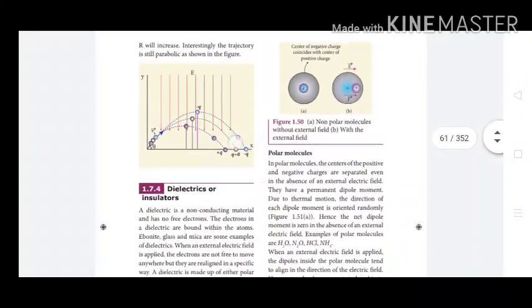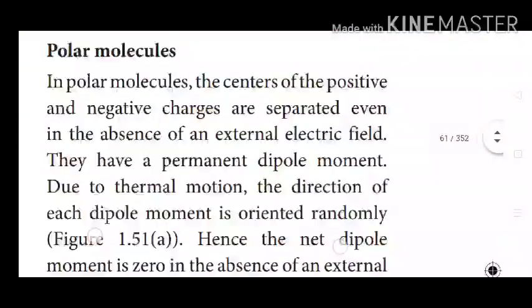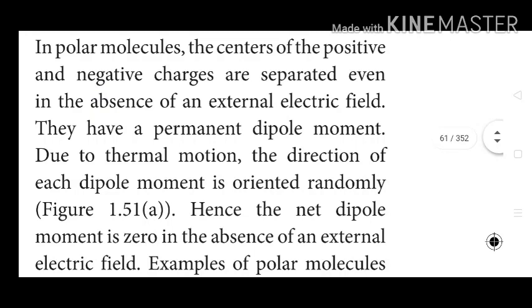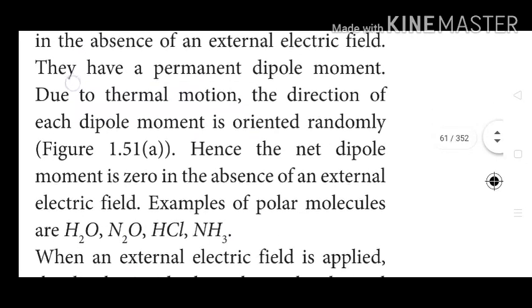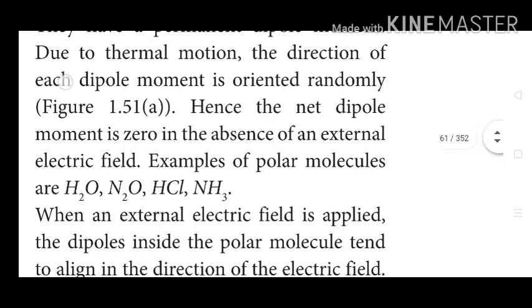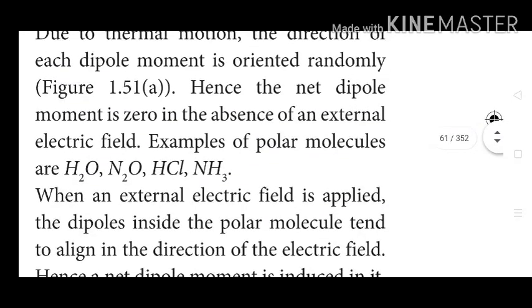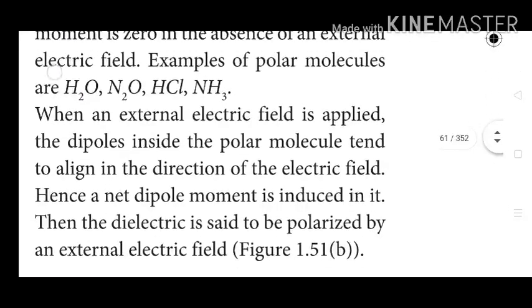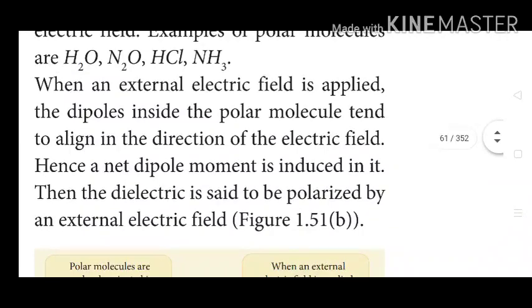The next mechanism is polar molecules. In polar molecules, the centers of positive and negative charges are separated even in the absence of an external electric field. They have a permanent dipole moment. Due to thermal motions, the direction of each dipole moment is oriented randomly. Hence, the net dipole moment is zero in the absence of an external electric field. Examples of polar molecules are H2O, N2O, HCl, and ammonia.